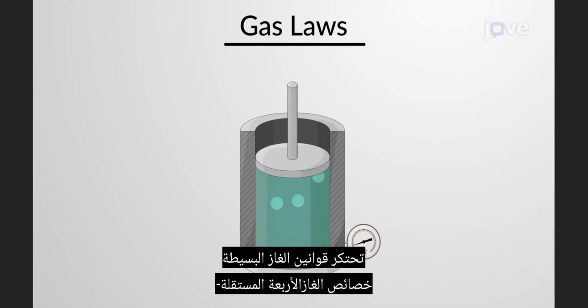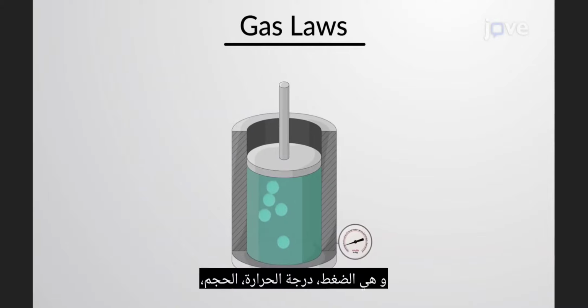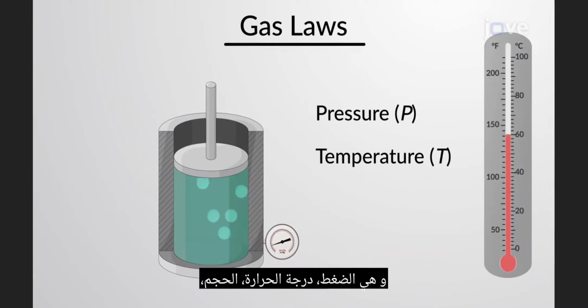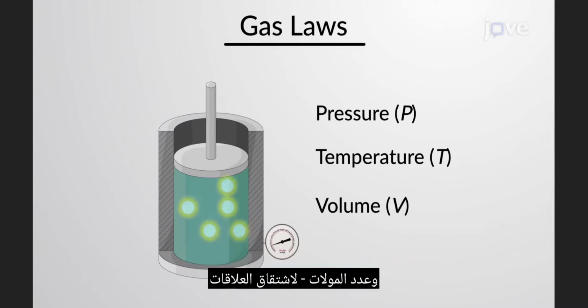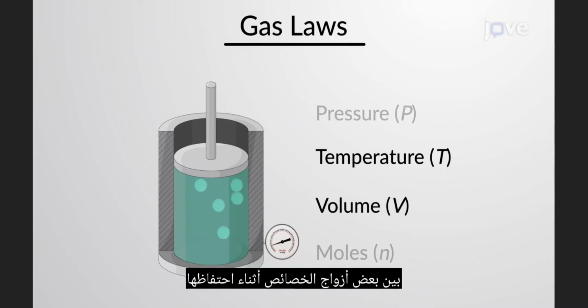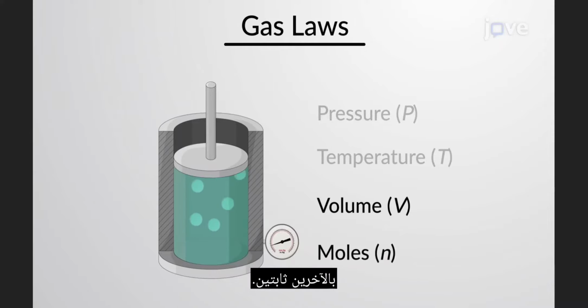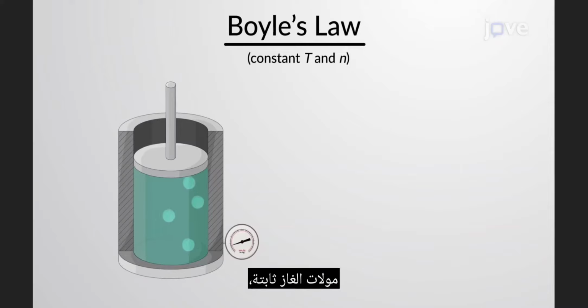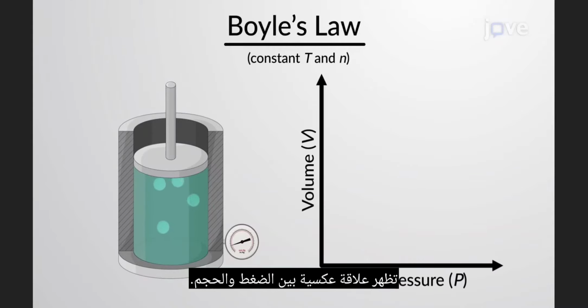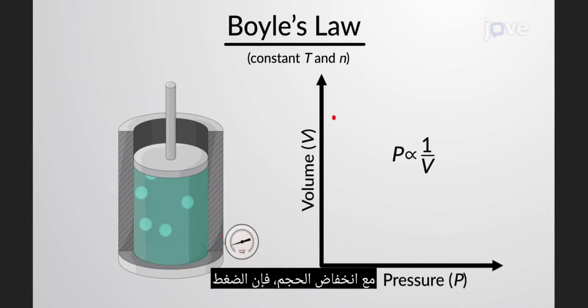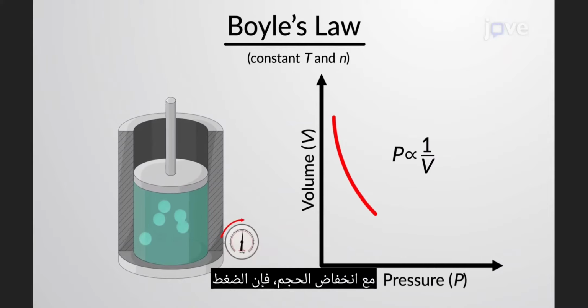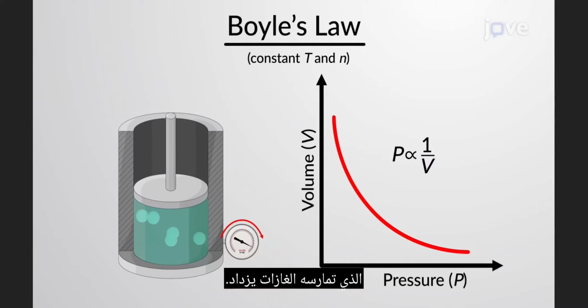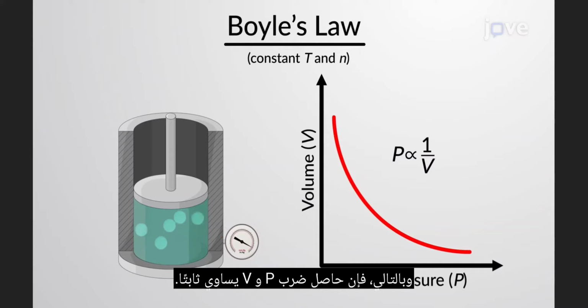The simple gas laws manipulate the four independent gas properties, pressure, temperature, volume, and the number of moles, to derive relationships between pairs of properties while holding the others constant. According to Boyle's law, when the temperature and number of moles of a gas are held constant, pressure and volume display an inverse relationship. As the volume decreases, the pressure exerted by the gas increases. The product of P and V, therefore, equals a constant.